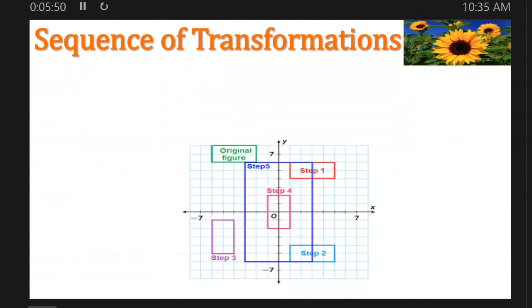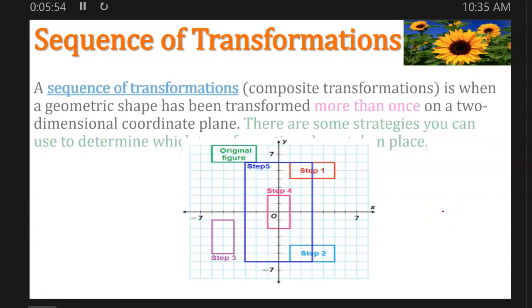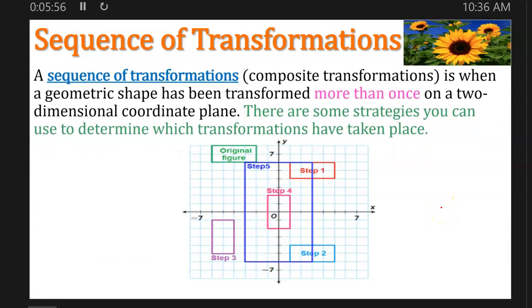Okay, so sequences of transformation. So here we have this figure. And let me go ahead and read this for you first. A sequence of transformations, otherwise known as composite transformations, is when a geometric shape has been transformed more than once on a two-dimensional coordinate plane. There are some strategies you can use to determine which transformations have taken place.